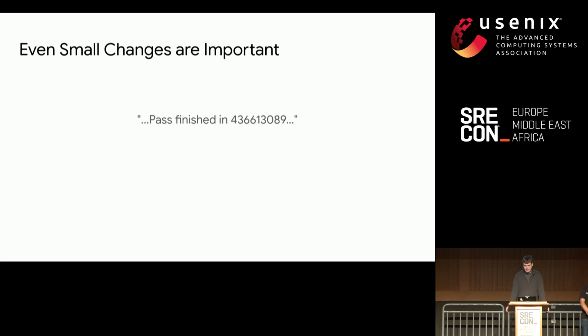Here's a message that used to appear in Bigtable. It says, "pass finished in 436,613,089." So what is this? Is this nanoseconds? Is it microseconds? Is it milliseconds? Is it days? Is it years? I have no idea. Is it even a duration? Who knows? So we recently improved this, and now it says this. "Pass finished in 7 minutes and 16 seconds."